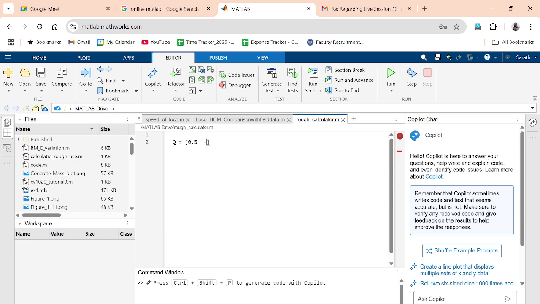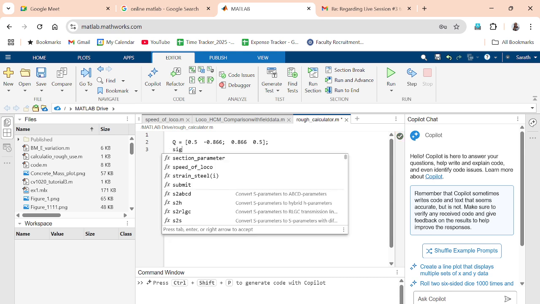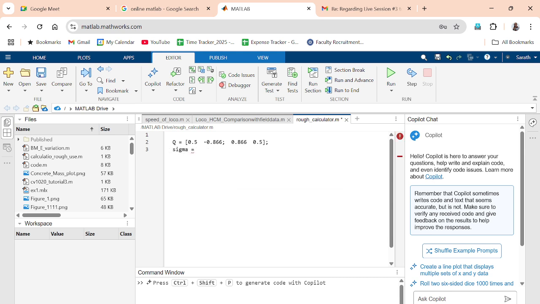So minus 0.5, minus 0.866. First row done. Second row 0.866 and 0.5. This is my Q matrix. And sigma matrix is sigma equal to 5, 8, 8, 7. Now what do we want?